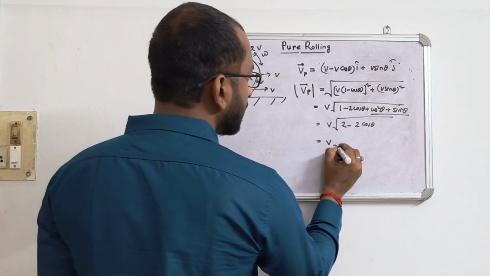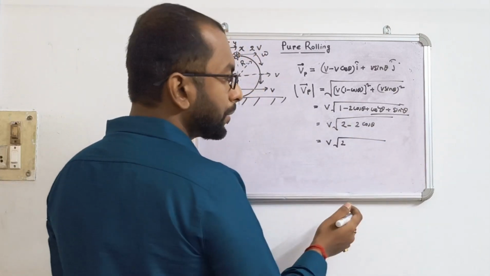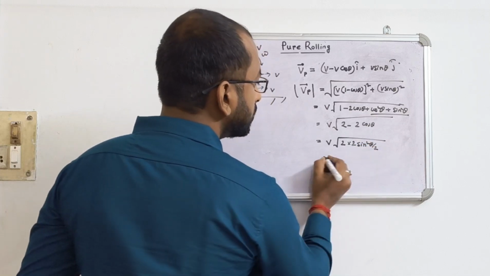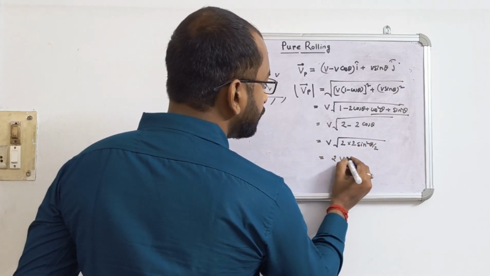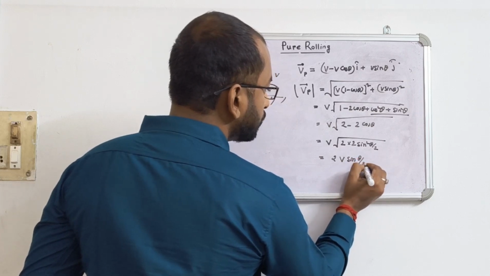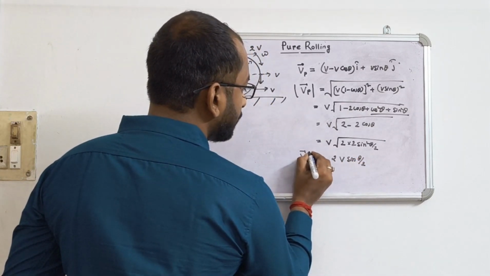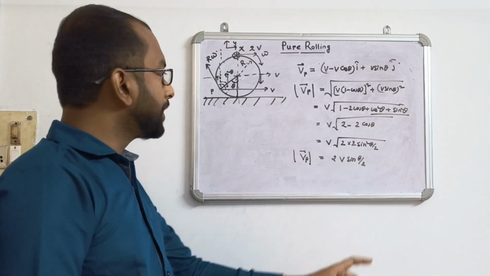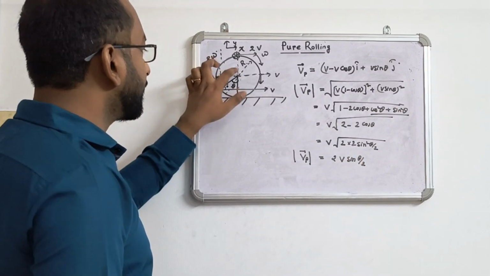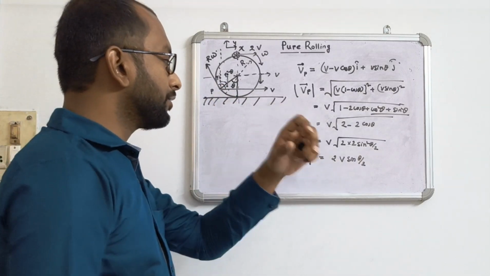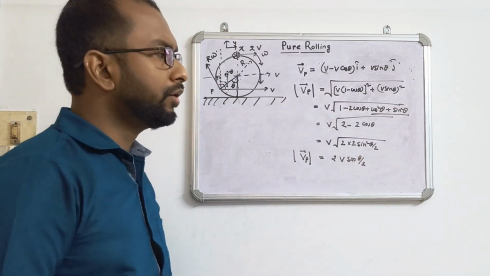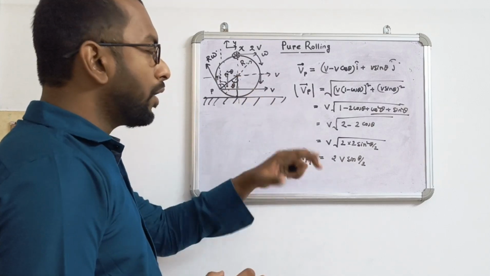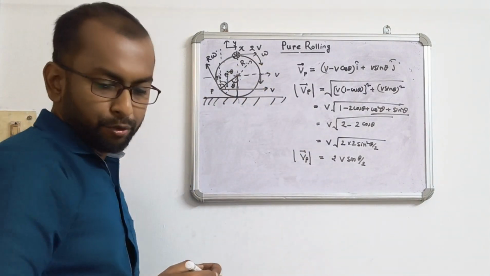Then we can also write that 2 will take common, 1 minus cos theta, 1 minus cos theta is 2 sin square theta by 2. So we'll get 2v sin theta by 2. That is the magnitude of the velocity at any particular point, which is having angular distance theta from the line joining the center and the point of contact. That is the value of the velocity. So that way also you can find out what is the value of the velocity at any angular position from the point of contact.